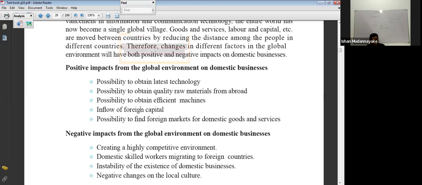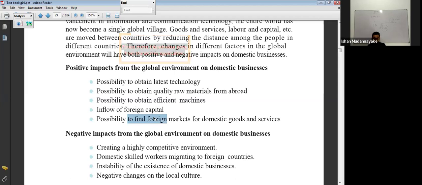Next one. Inflow of foreign capital. Yes, inflowing foreign capital to our country. Next one. Possibility to find foreign markets for domestic goods and services. Yes, we can sell our goods and services in the global market.